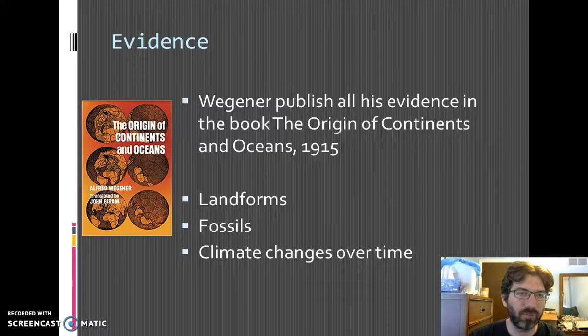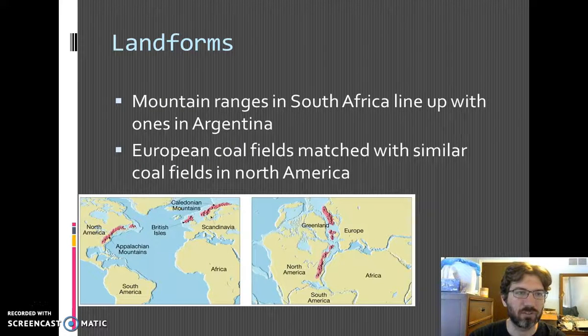Wegener published evidence in a book called The Origin of Continents and Oceans, and he had three main focuses for his evidence. He talked about landforms, fossils, and climate changes in different areas. So let's look at those and find some examples of what Wegener actually cited. Let's start with landforms. He noticed that mountain ranges kind of line up.